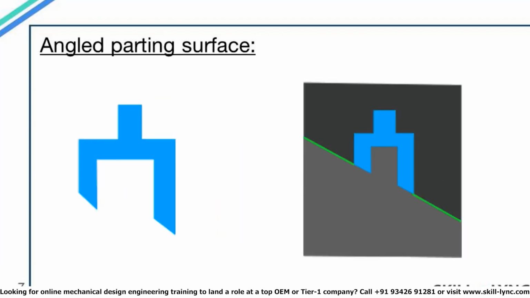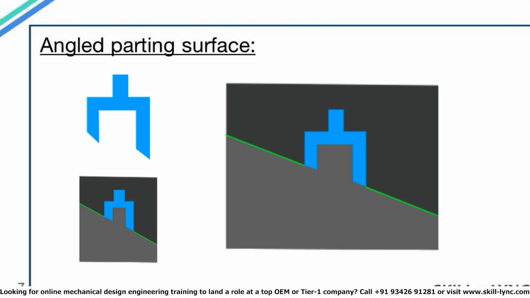Now here we again have a similar component, but this time the base of the component is at some angle. So again we can't have a flat horizontal parting surface for this part, and the core cavity mold blocks will be at some angle, as you can see in the image. But the thing to note here is that even if we have an angled parting surface, the entire mold block won't be created at an angle as shown in the image.